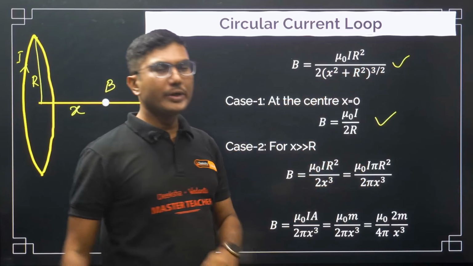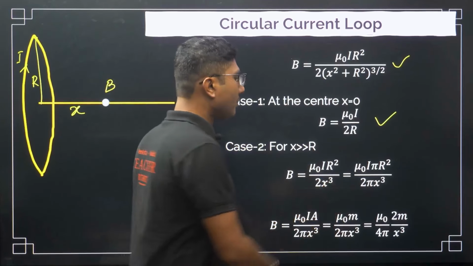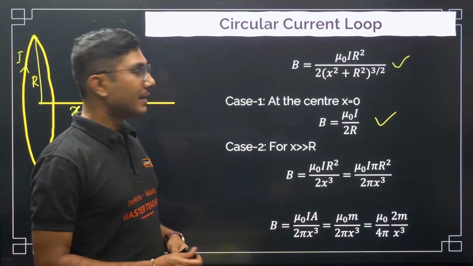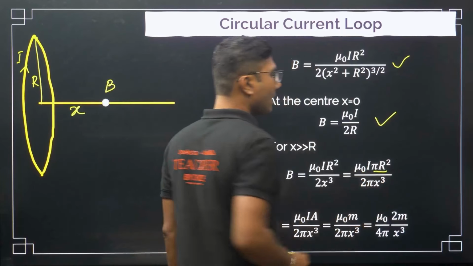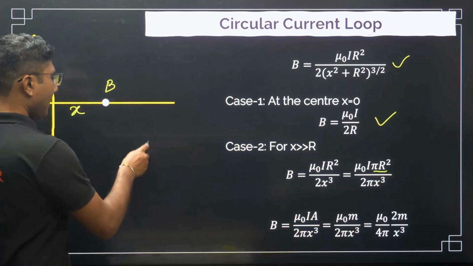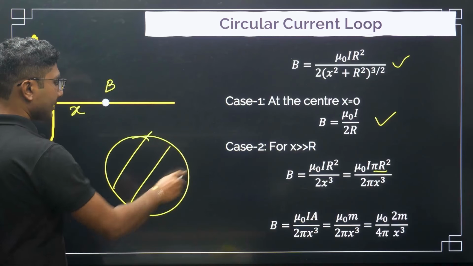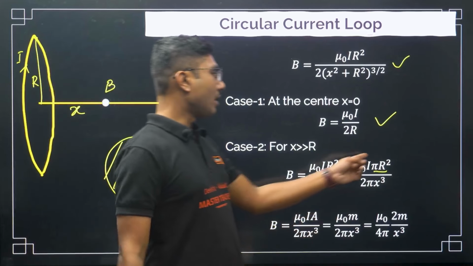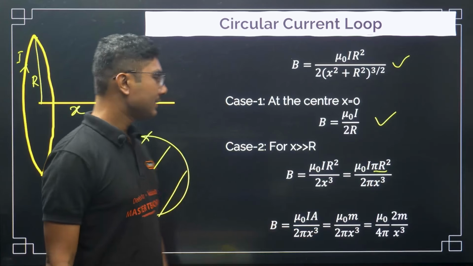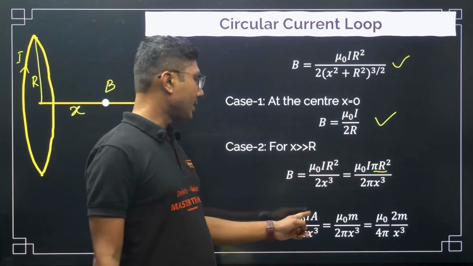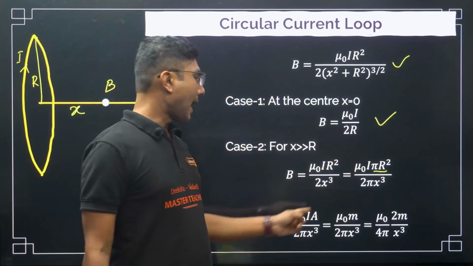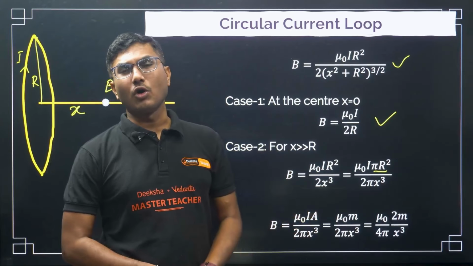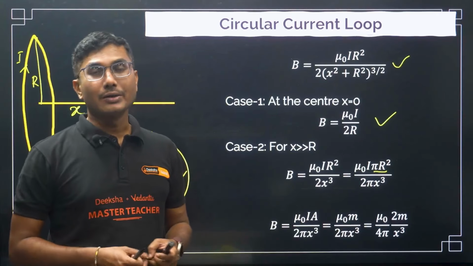Okay, now what we will do, we will reorganize it a little bit. How to do that? We will multiply pi in the top and bottom. Once we multiply with pi, we get pi r square in the top. Now what is pi r square? For a circle, pi r square means the circular area, right? Area of the circle is given by pi r square. So we will replace pi r square with the term A, and we get mu naught by 2 pi x cube into I into A. Now I into A is called the dipole moment due to a circular current carrying loop.